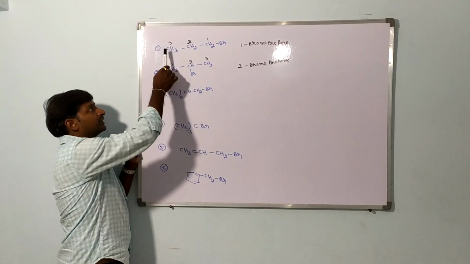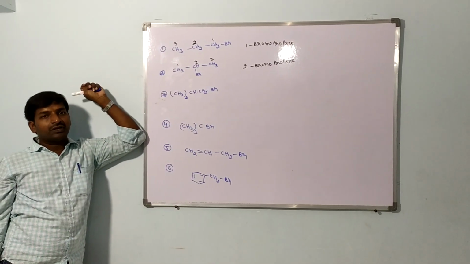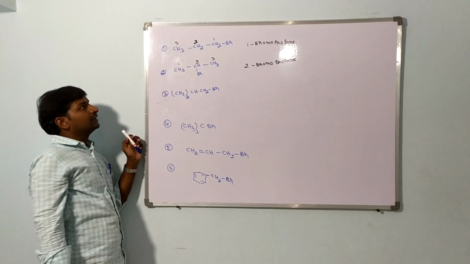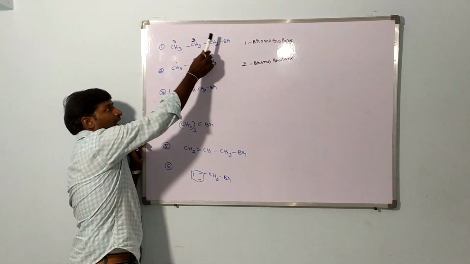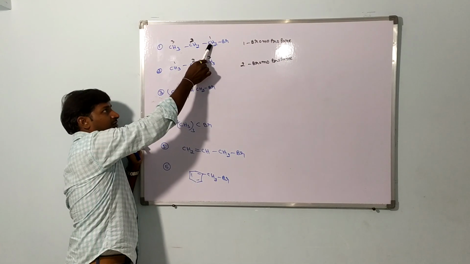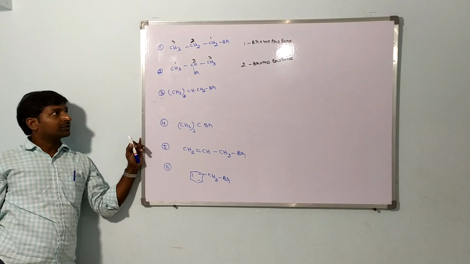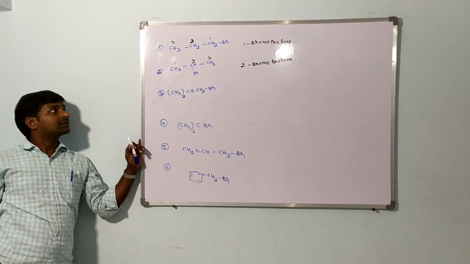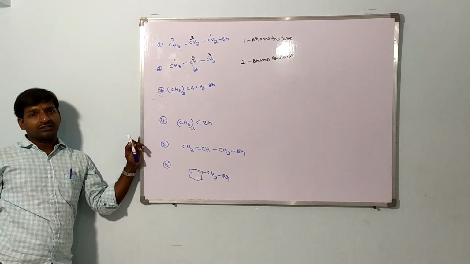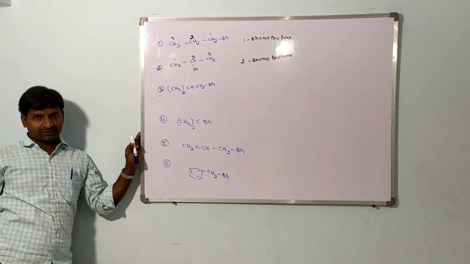So what is the difference between the first one and second one? Both compounds contain the same number of carbons, but the halogen position is different. In the first one, halogen is present in the first position. In the next one, halogen is present in the second position. That is the difference. So that's why the first and second are isomers.